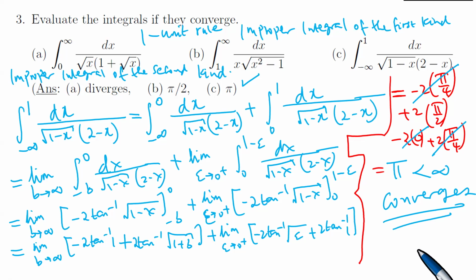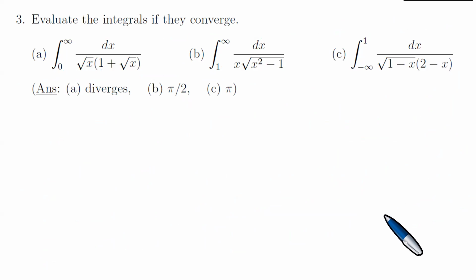Okay, but now take a look at the three. We've done the 3C. It converges because the integral is pi, and we got pi as well. But take note of the steps we have gone through. Okay, so now we continue to the next question.